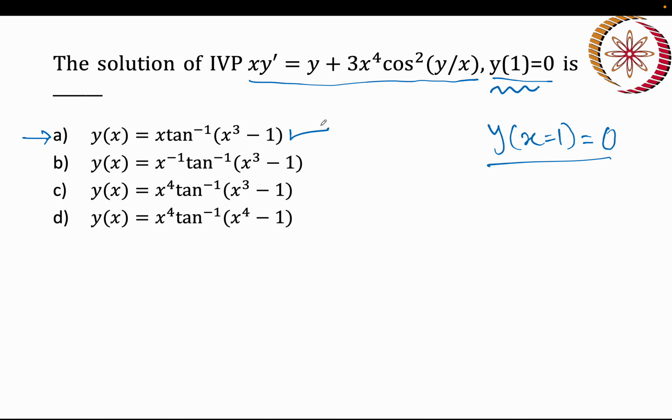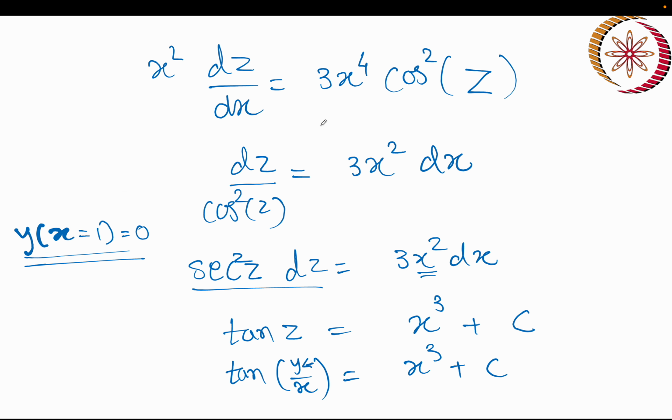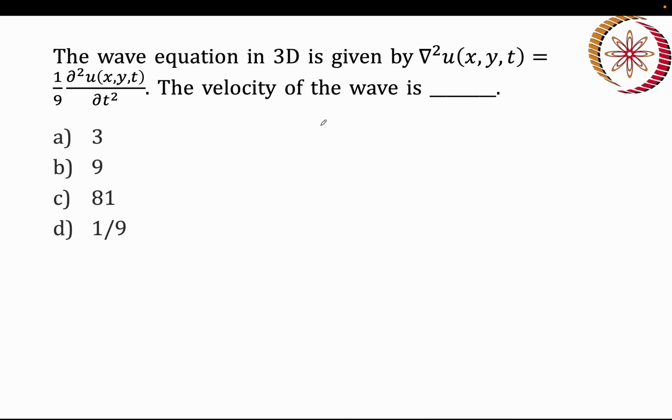Okay, I hope this is clear. So we'll go to the next question. You can see that a lot of questions have the same thing, which is what is the wave speed. So don't miss this question in the final exam. This is the wave equation, and you can see that c square is nothing but 9, so c is equal to 3.